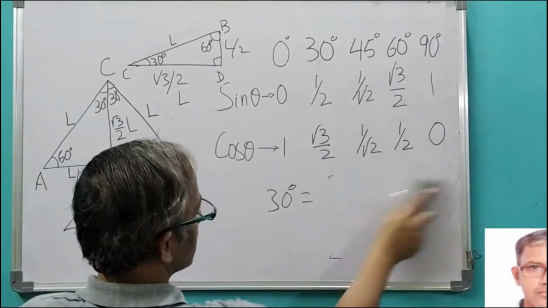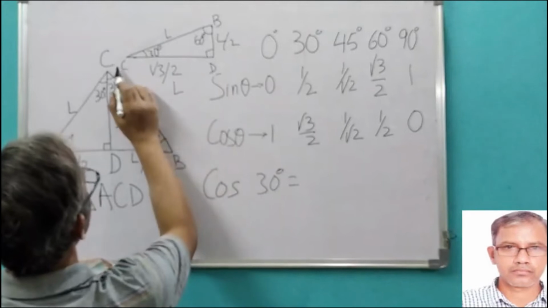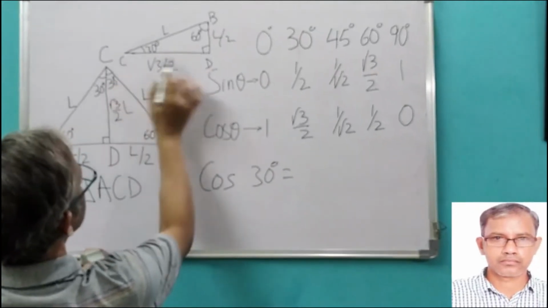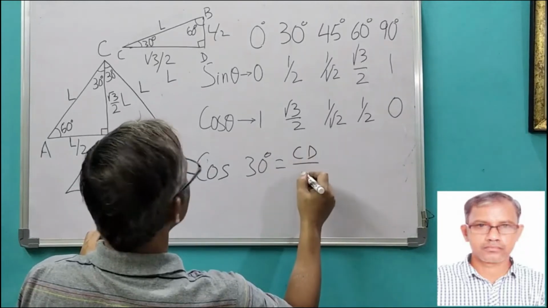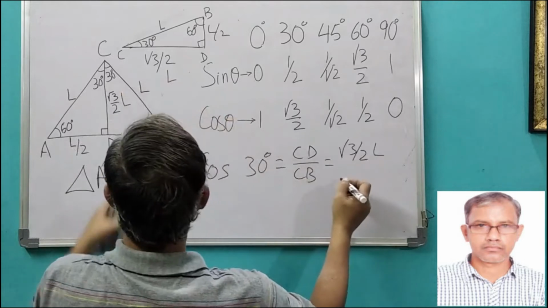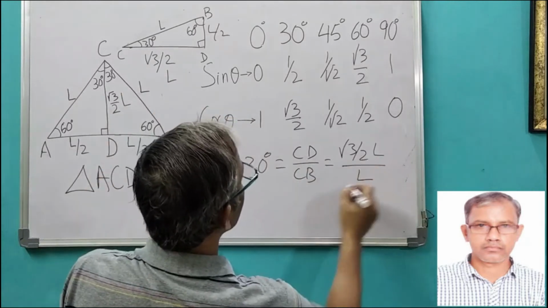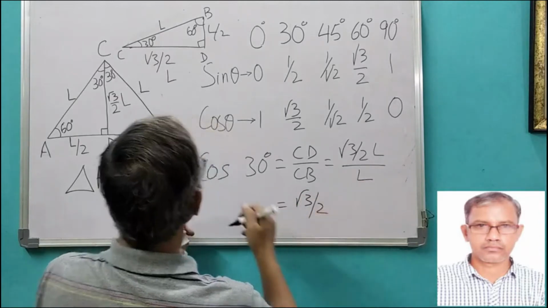Cos of 30 degrees, we will take the ratio of base and hypotenuse. Now the base for 30 degrees is CD. So the ratio between base CD and the hypotenuse CB is, CD is root 3 by 2 L and CB is L. The result is root 3 by 2.